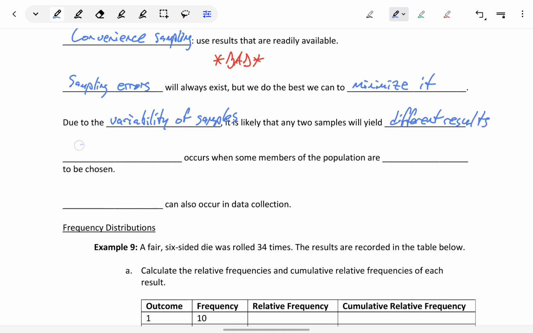And we also need to be aware that sampling bias can occur. And that occurs when some members of the population are less likely to be chosen. So if somehow something is failing in our random selection of people, then we start introducing sampling bias. We can also have non-sampling errors that occur.